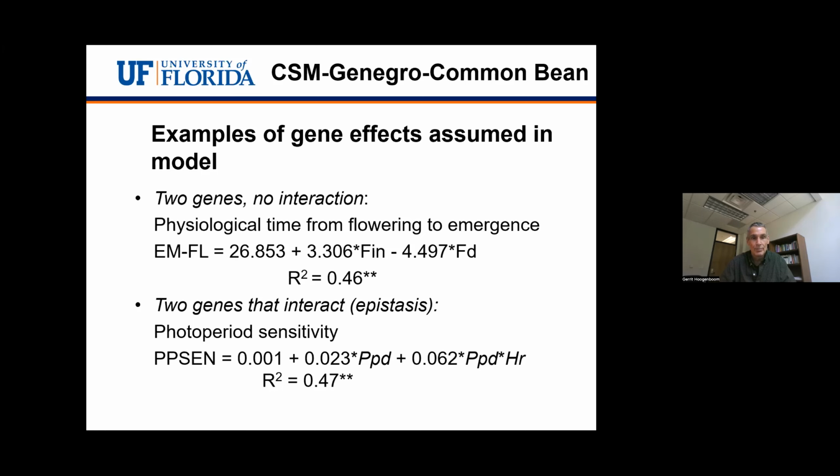Did the same for photoperiod sensitivity, shown here on the bottom with ppSem. So I showed you this in the earlier slide as well. So again, we use the PPD and the HR genes here to show the relationship between photoperiod sensitivity and the presence or absence of this particular gene and activity of the genes. So again, the R squares are not extremely high, but they were significant.